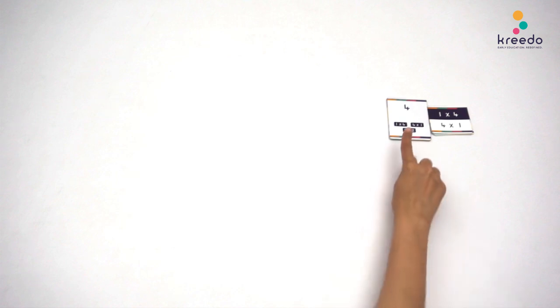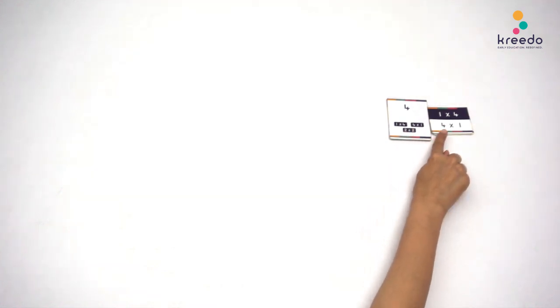Procedure, stack the big cards and small cards of table 4 separately in order from 1 to 10 and keep them in the place of presentation. Pair the first big card and small card in front of the child.